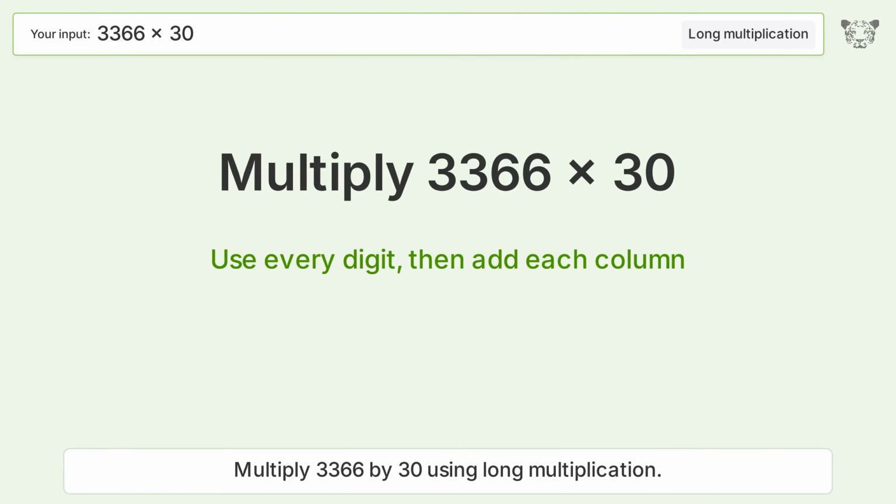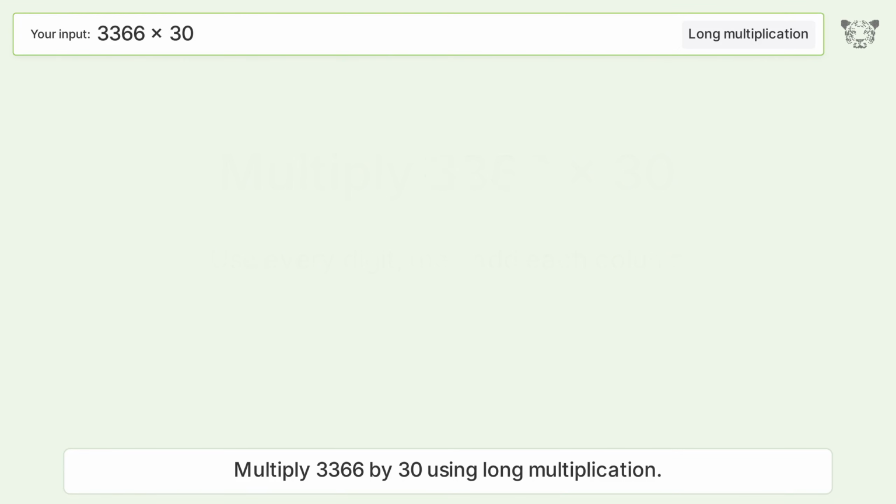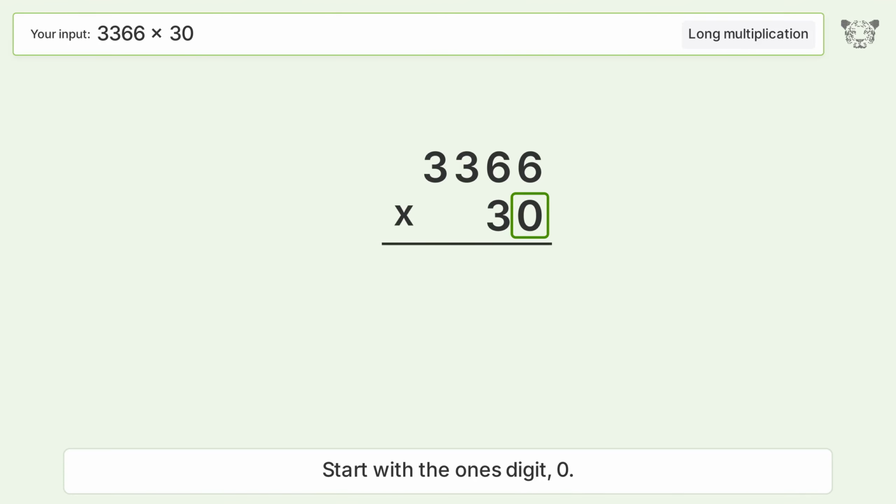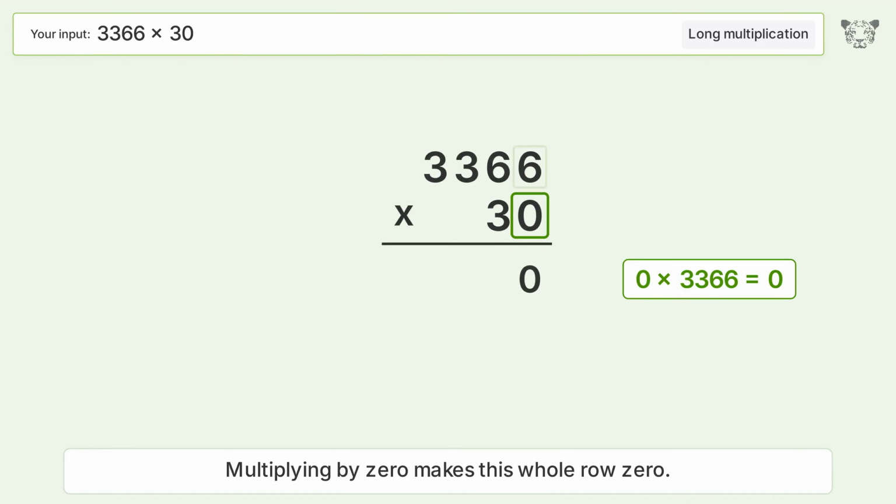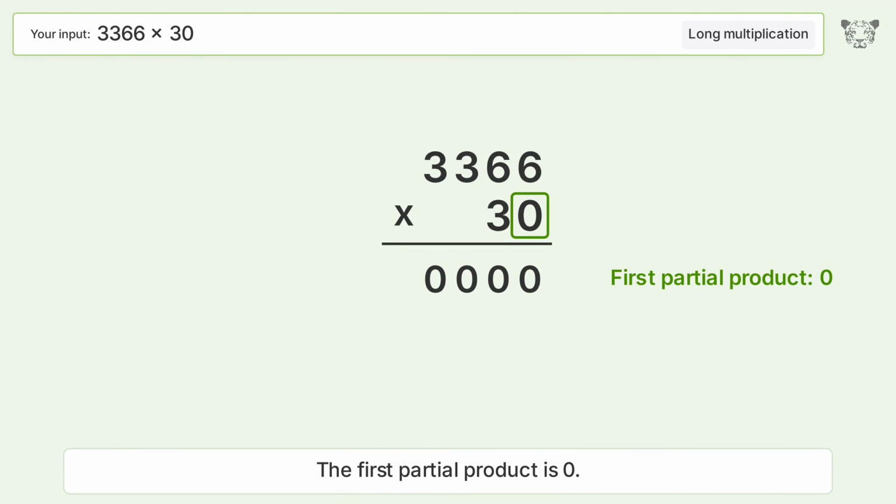Multiply 3,366 by 30 using long multiplication. Start with the ones digit, 0. Multiplying by 0 makes this whole row 0. The first partial product is 0.